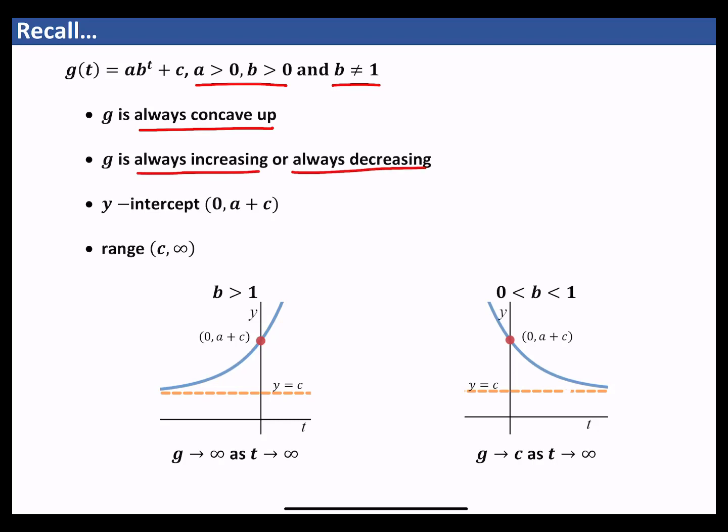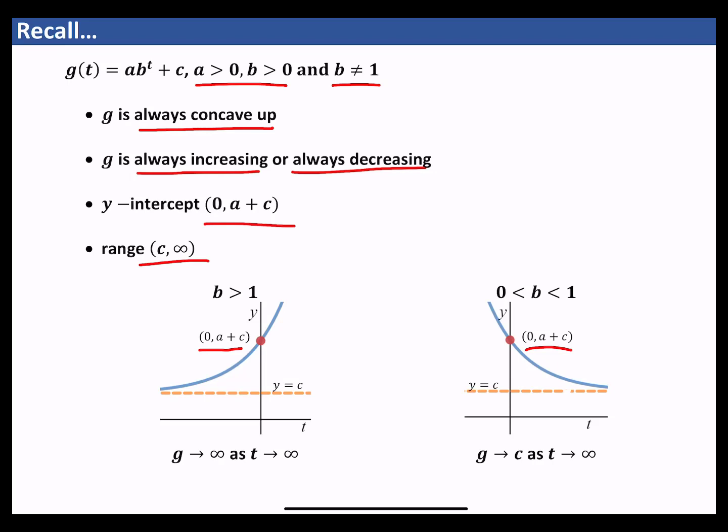We've also established that the constant a is a vertical scaling of b to the power of t, and so when combined with the vertical shift, the y-intercept is at (0, a plus c). The vertical shift also affects the range, causing the range to be all real numbers greater than c.